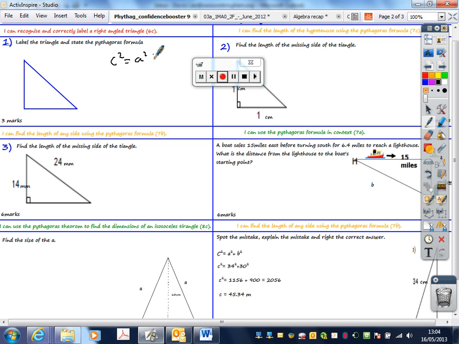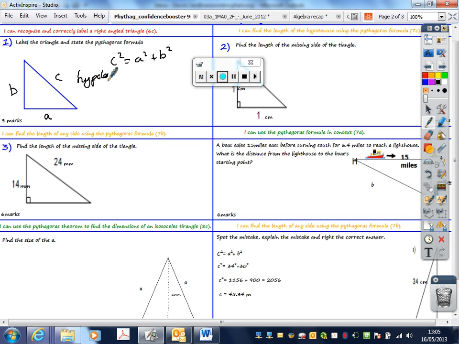Is A squared plus B squared. What's C stand for? Hypotenuse, which is here. Okay, and then A and B can go either way, okay? Because the hypotenuse squared is equal to A squared plus B squared. Yes, Declan? Do I get an extra mark for putting hypotenuse? You need to have written hypotenuse, okay, to get the mark.